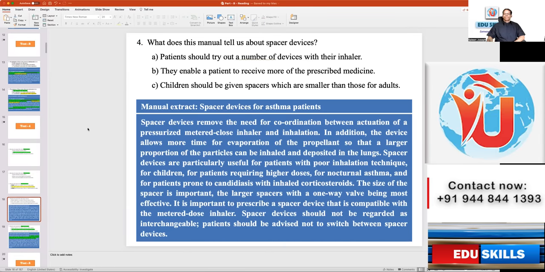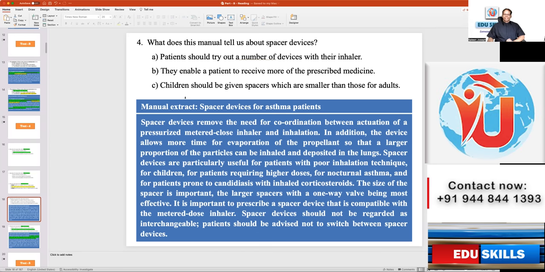Spacer devices are particularly useful for patients with the poor inhalation technique, for children, for patients requiring higher doses, for nocturnal asthma, and for patients prone to candidiasis with the inhaled corticosteroids. The size of the spacer is important, the larger spacer with the one-way valve being most effective. It is important to prescribe a spacer device that is compatible with the metered dose inhaler. Spacer devices should not be regarded as interchangeable. Patients should be advised not to switch between spacer devices.